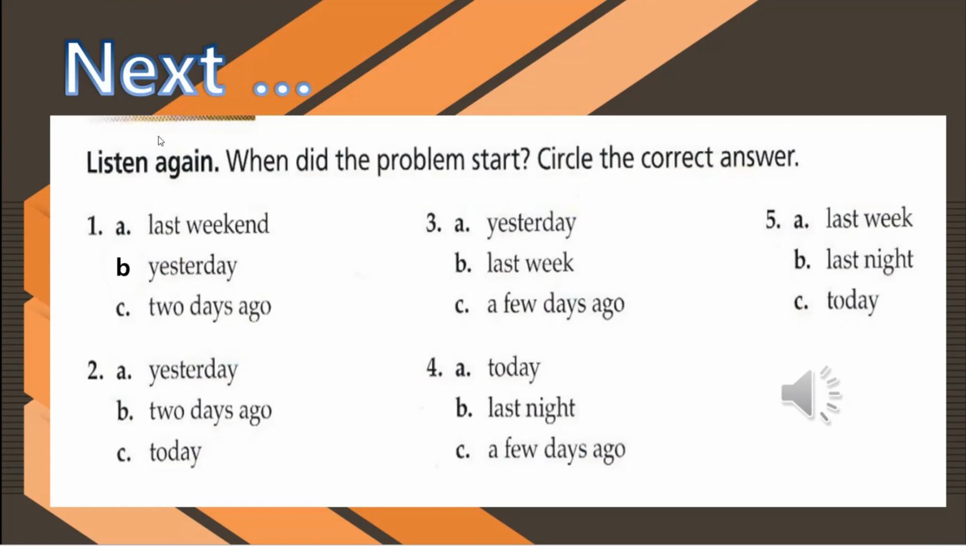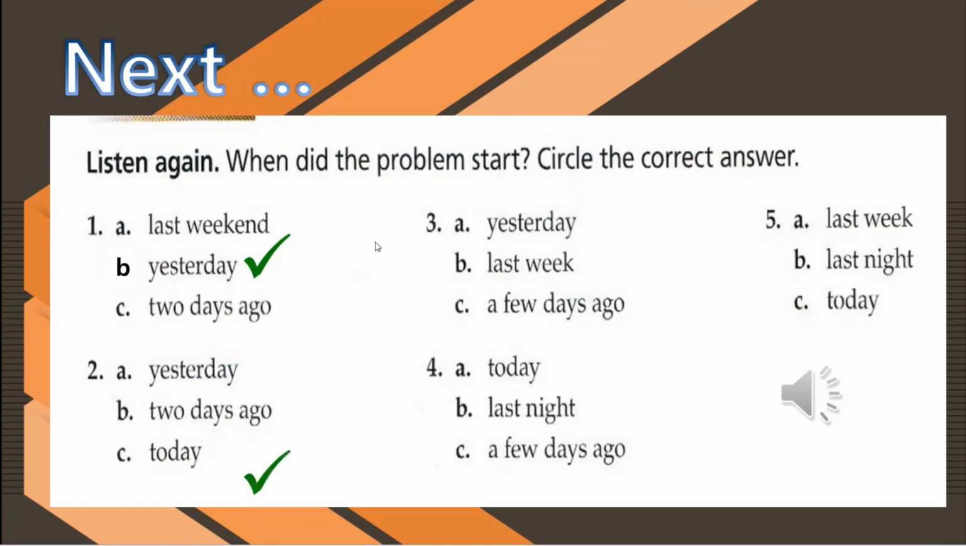Okay, this is about the audio related to the multiple choices that you have to choose related to the time that the problem of each person started. Okay, and now we are going to find the answer for number 1. What is the correct answer? When did the problem of his or her health start? Okay, now number 1 is yesterday.